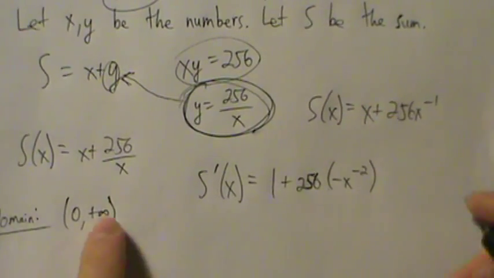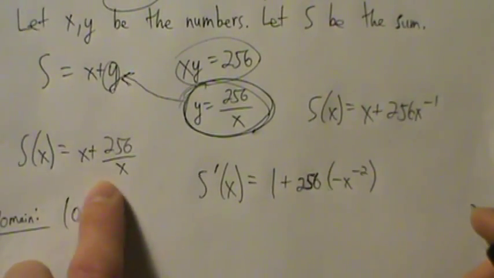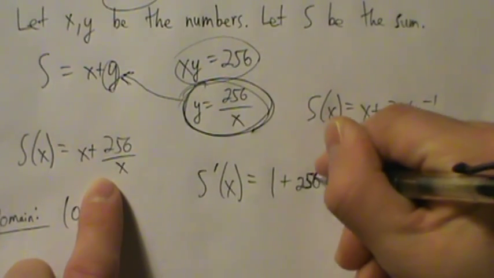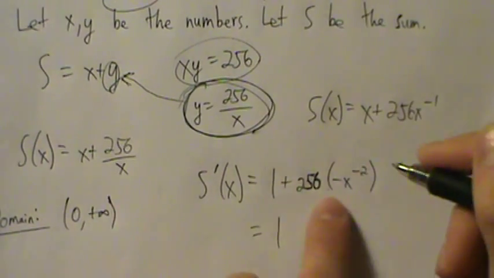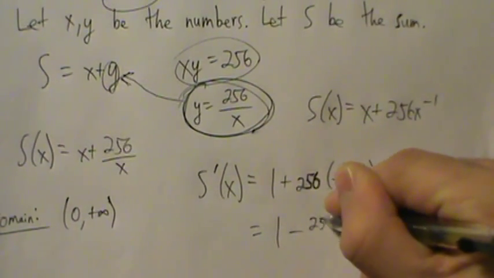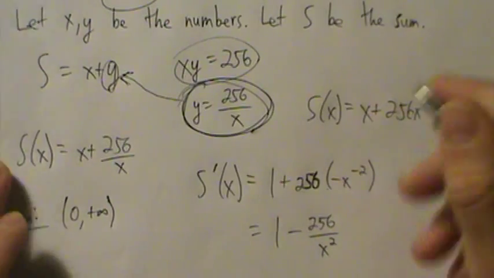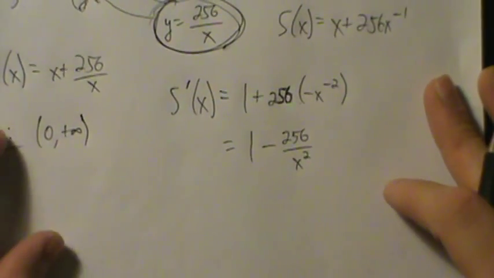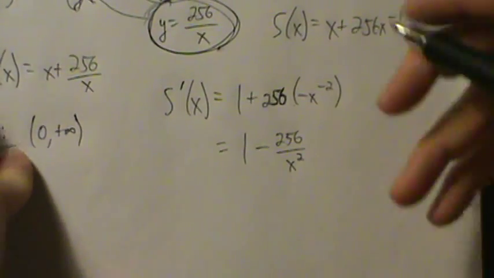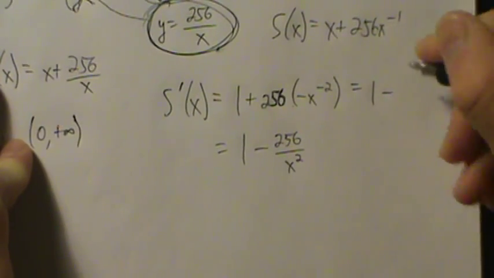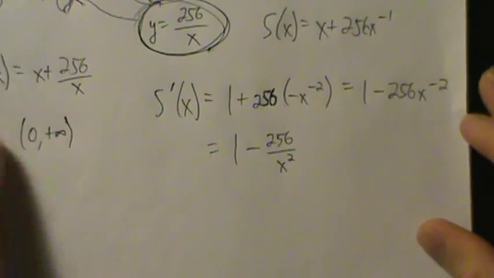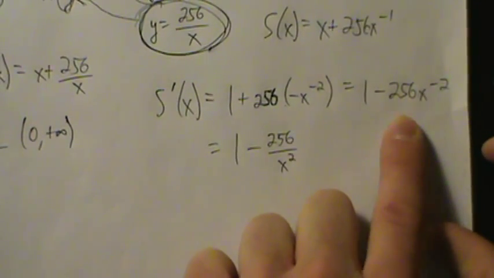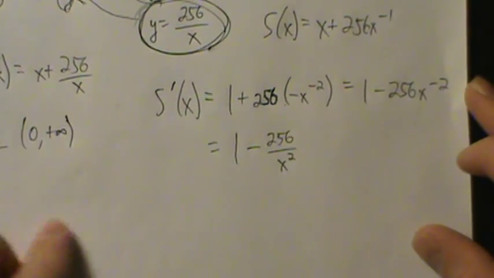If you don't like that, you could do a quotient rule here. You could combine this into one fraction and then do a quotient rule on that. That's totally fine. It's really just personal preference. So anyway, this is going to be 1 minus 256 over x squared, or we could write that as 1 minus 256x to the negative 2. I'm writing it like this so that when we do the second derivative, it's going to be easier to use. So that's our first derivative.